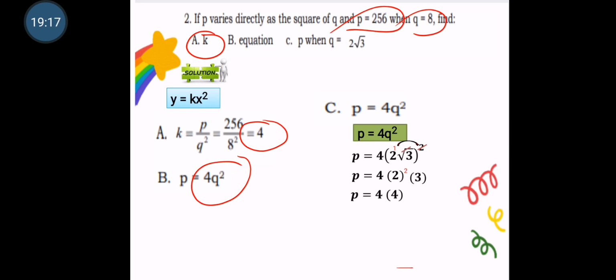So, P is equal to 4 times 2 raised to 2. 2 times 2 is 4, times 3. Unahin muna natin itong dalawa. So, 4 times 3 is 12. Therefore, 4 times 12 is 48. So, yun po yung value ni P.